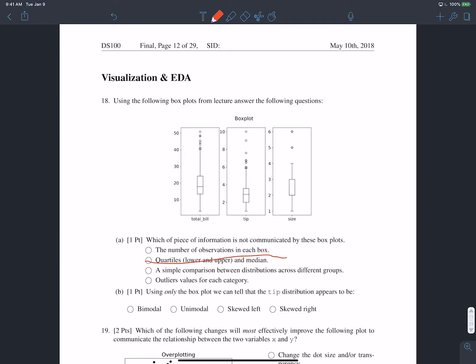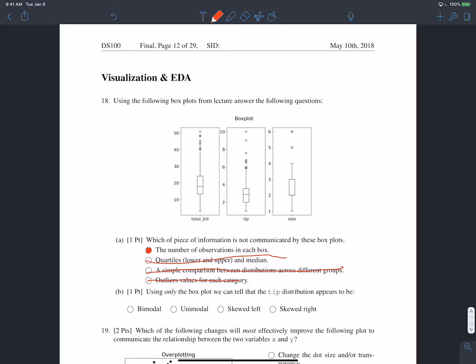We get to see sort of where the mean is relative to the median, what some of the outliers are. We get to see that. And the outliers, again, are represented by the dots at the top. What we don't get to see in this box plot is the number of observations in each box. So it turns out the correct answer for this one is the first.